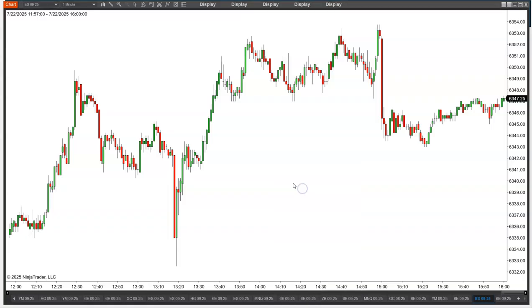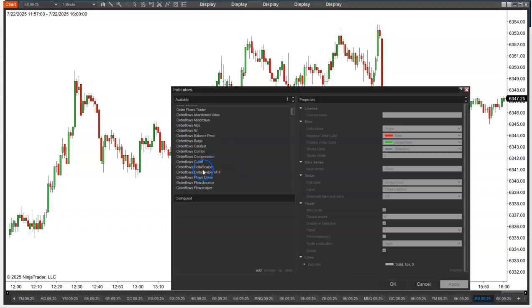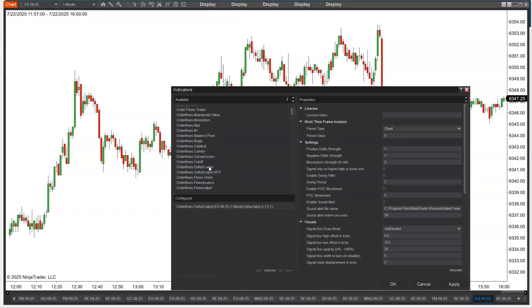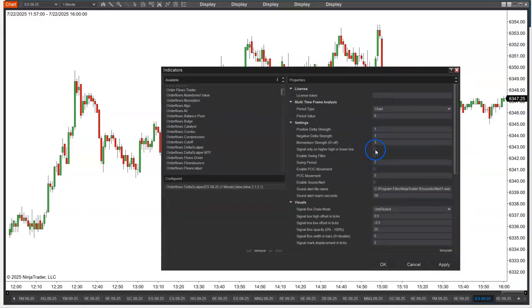So I'll just add the indicator on here, and again, it's really simple. You just find Delta Scalper. After you get it, you install it onto NinjaTrader as you would any other third-party indicator. Drop in your license token, and you only have to do that one time. The license token is linked to your NinjaTrader machine ID, so if your machine ID changes, you need to reset your license token. These are the default settings. So we'll just add it on here.